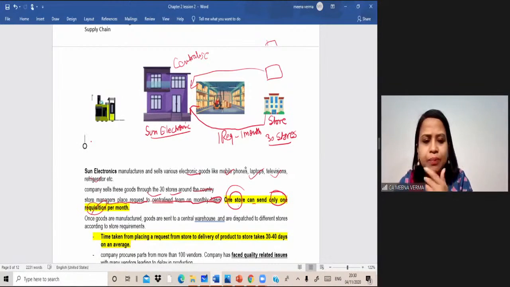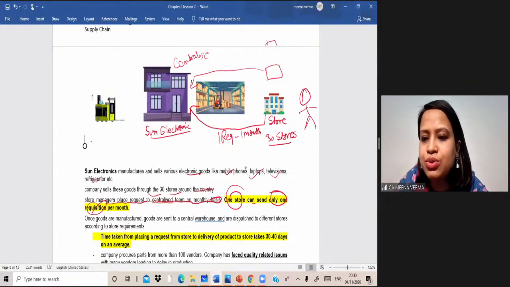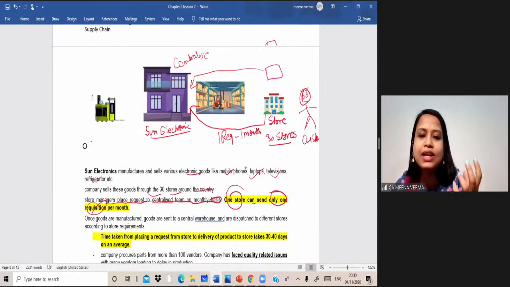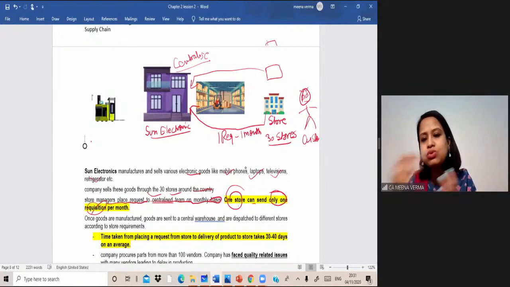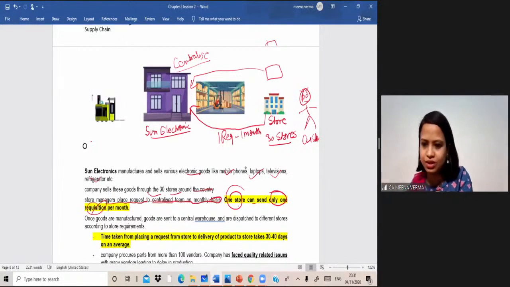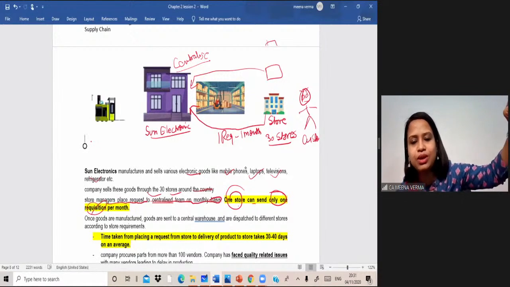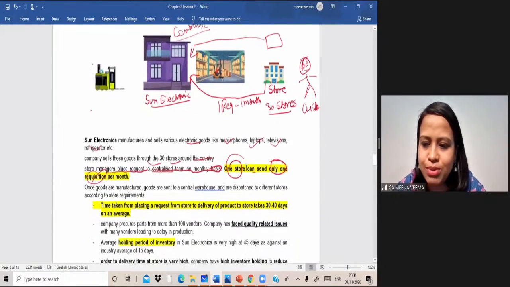That means they are not buying on a pull system. Pull system means whenever the customer demands, we demand from the centralized place where the product is manufactured. We have a customer here. We are not demanding on a pull system, means whenever the customer demands, we will demand the centralized system to deliver that product. These stores are not doing that. They are just giving the requisition every month to buy the material.